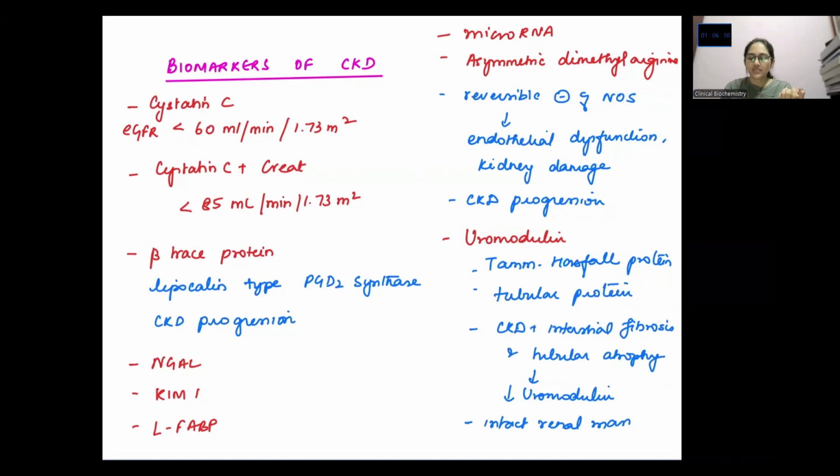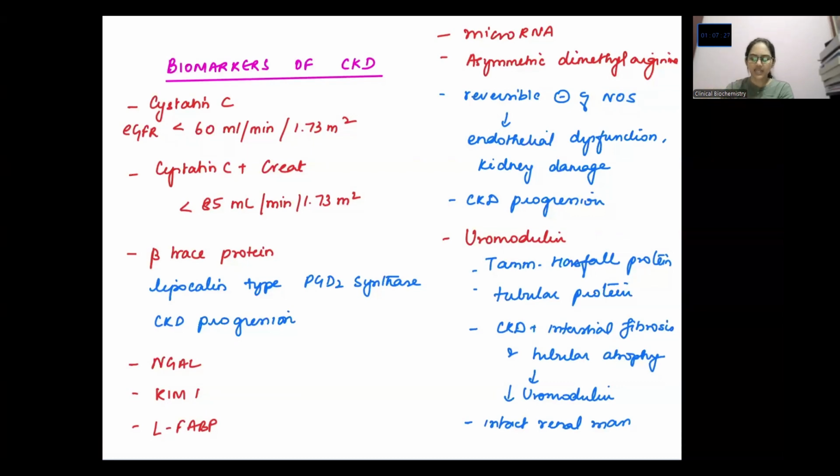When you use only serum cystatin C, a value less than 60 ml per minute per 1.73 m² itself tells that you have to think about CKD. And if you're using both the values, even less than 85 ml per minute per 1.73 m², you have to suspect any kidney injury. You have to suspect the progression or the CKD stages in these patients. Especially this is useful in patients who have undergone cardiac surgeries.